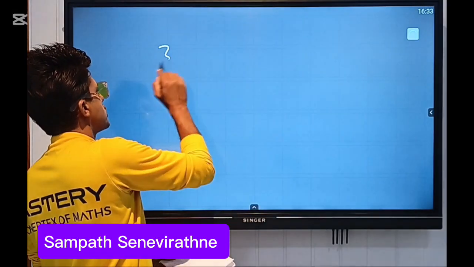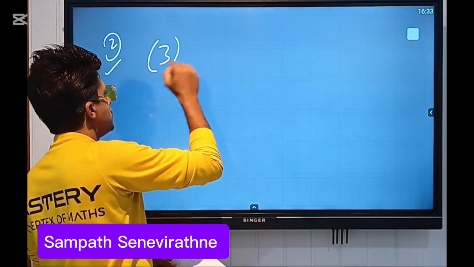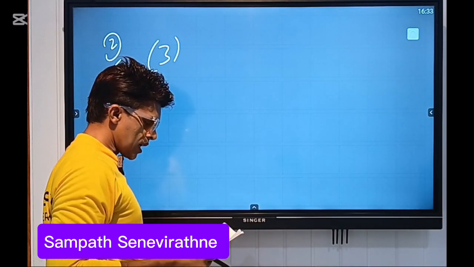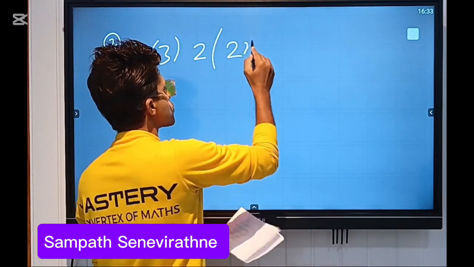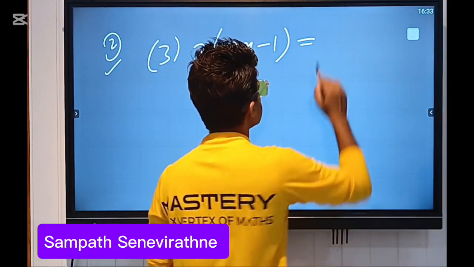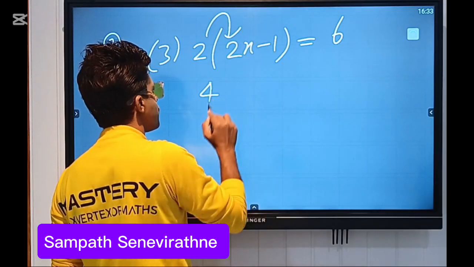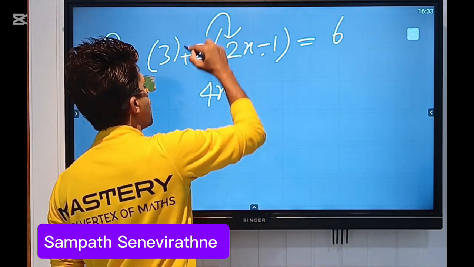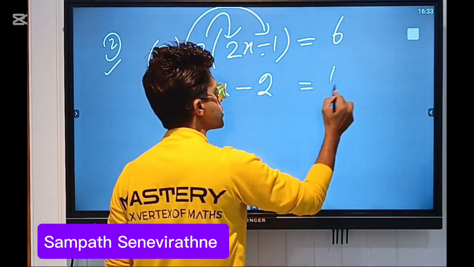So we'll be doing the third question as well. Without doing the second question, we'll be doing the third question. You could do the second question at home. The third question is 2 times (2x minus 1) equals 6. Now you could remove the bracket here. 2 times 2 is 4. Here plus, here minus. Plus into minus is minus. 2 times 1 is 2, equals 6.